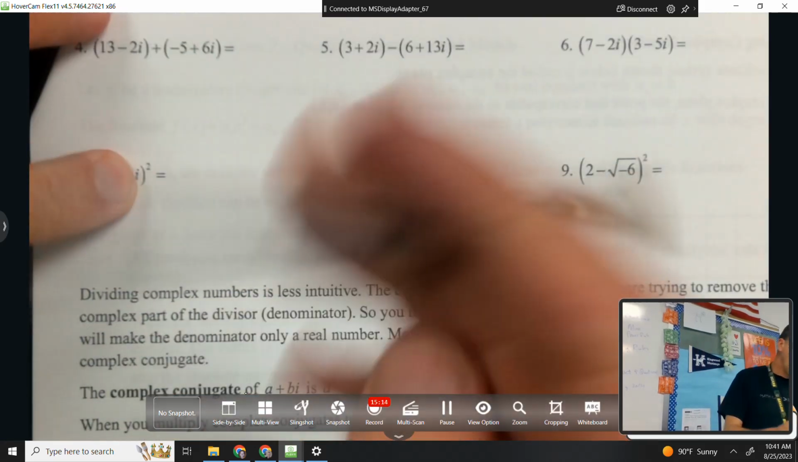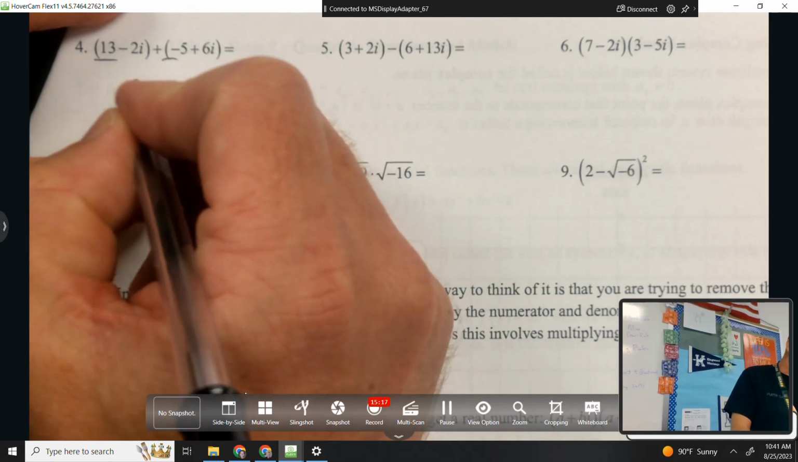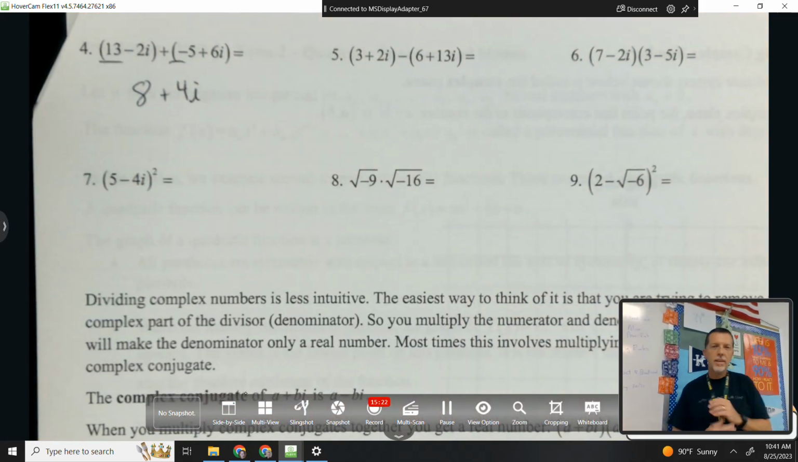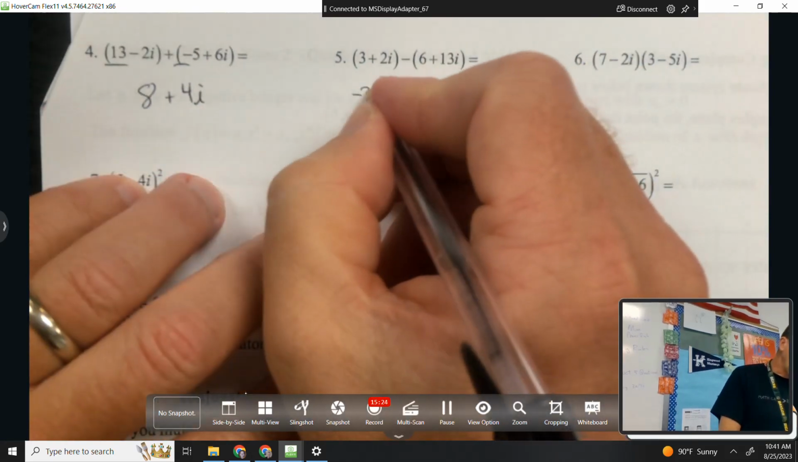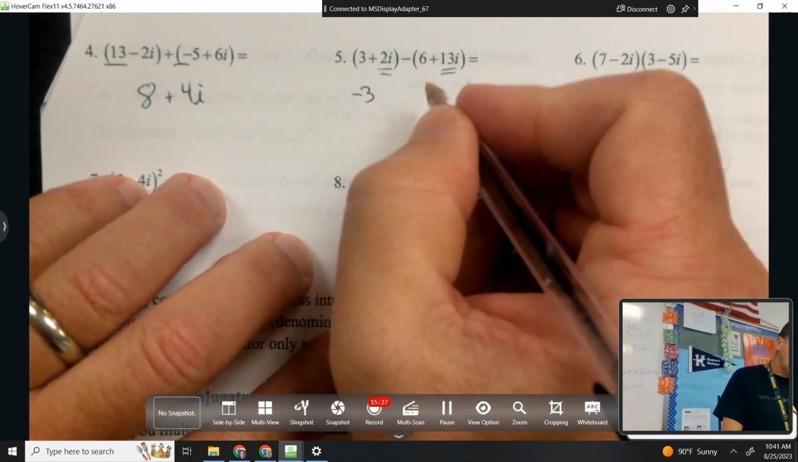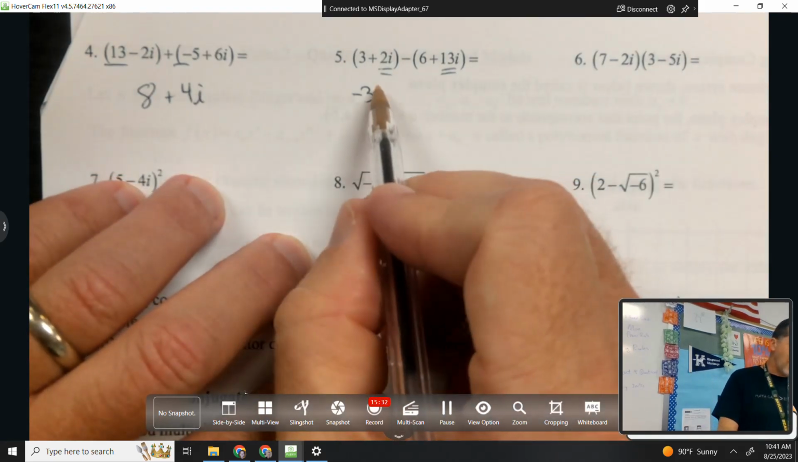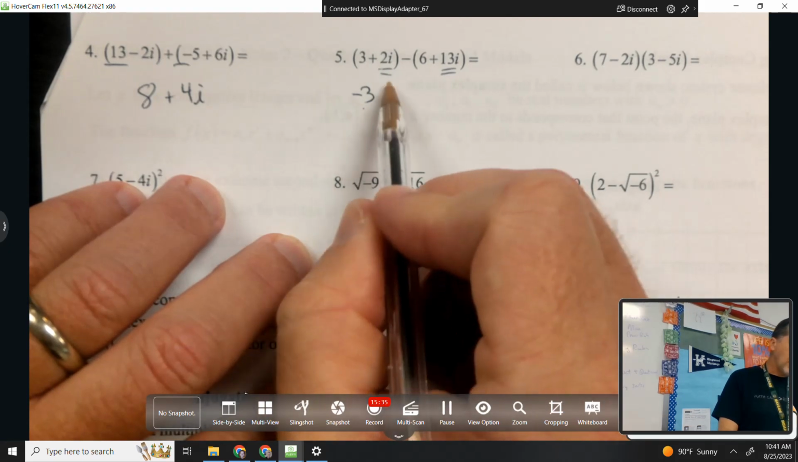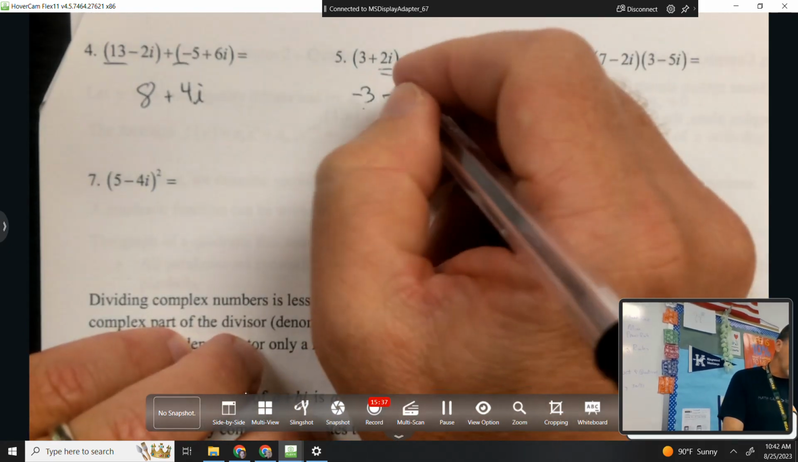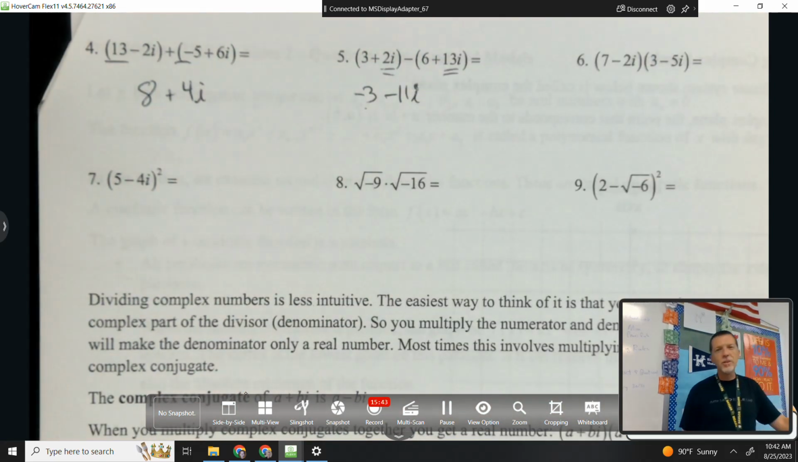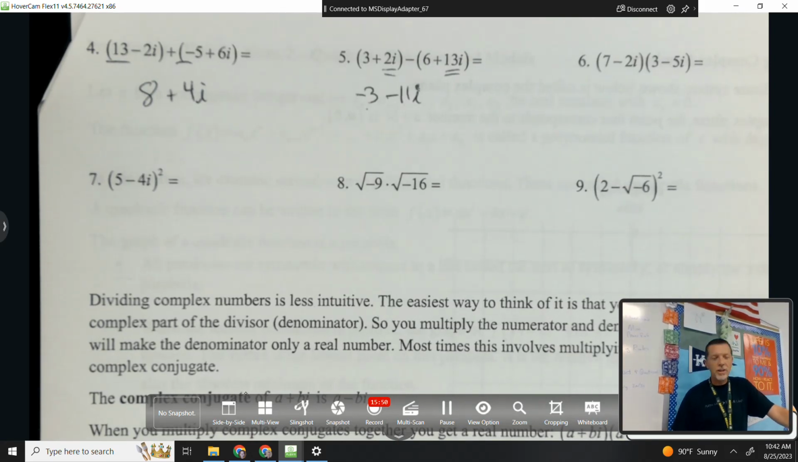You should, because you're just combining like terms. 13 minus 5 is 8. Negative 2 plus 6i is plus 4i. 3 minus 6 is negative 3. Careful with the minus signs. 3 minus 6 is negative 3. 2i minus 13i is negative 11i. Those are in standard form, so we're fine. Like, treat them like regular variables. In fact, you almost always just treat them like any other variable, except when i squared shows up.